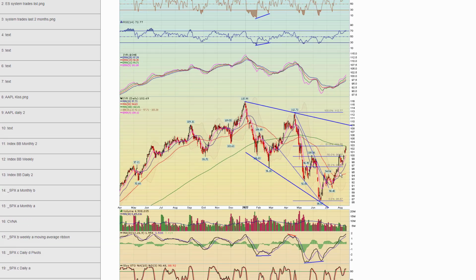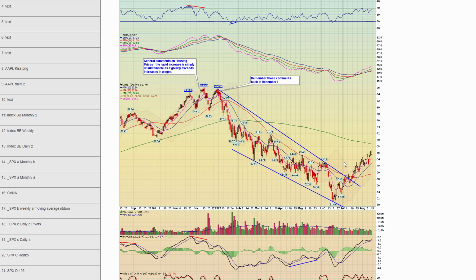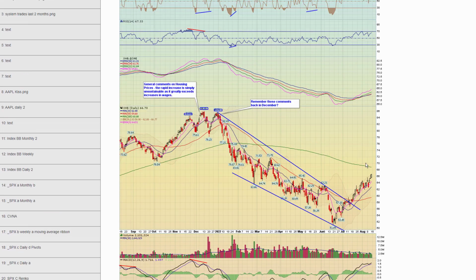Next. Chart 57, real estate. So even the real estate market has bounced pretty decently. You can see this back to the 61 fib, 200-day moving average. Next. Chart 58, home builders. They've also had a rally up as well.